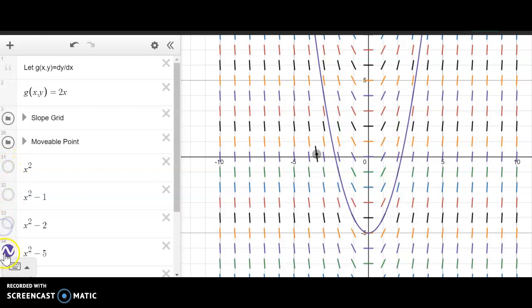I could not have any of these here, and I could say, oh, any solution is going to start, it's going to go down, it's going to flatten out, and then it's going to go back up.